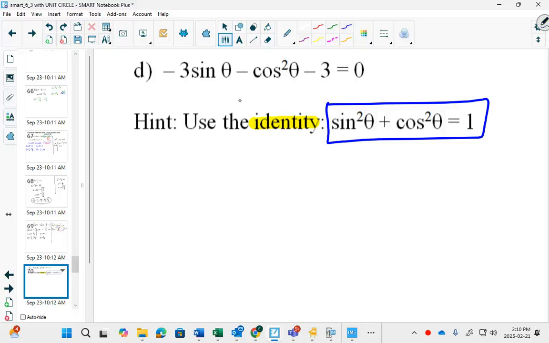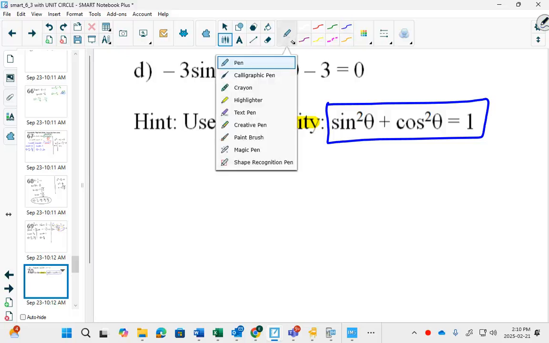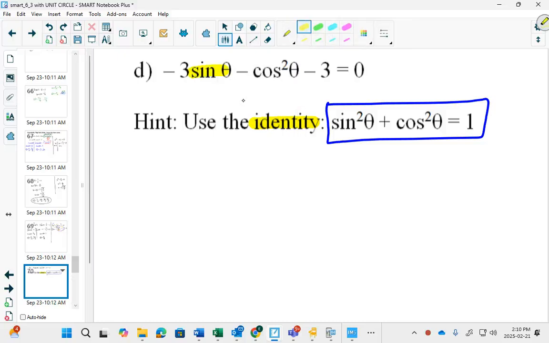The problem with D is currently we cannot solve this question because we have 2 different trig functions in it. It's like having a question with an x and a y. You can't solve it because you have 2 different variables.